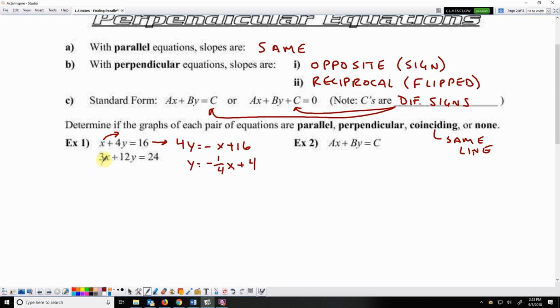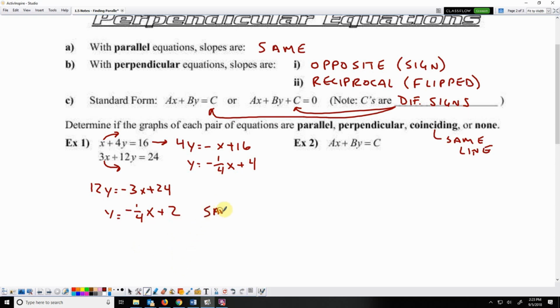For this second line, if I move that 3x to the other side, I get 12y equals negative 3x plus 24. So if I divide everything by 12, I get y equals negative, and then 3 over 12 is 1/4, and then 24 divided by 12 is 2. So I have the same slope.